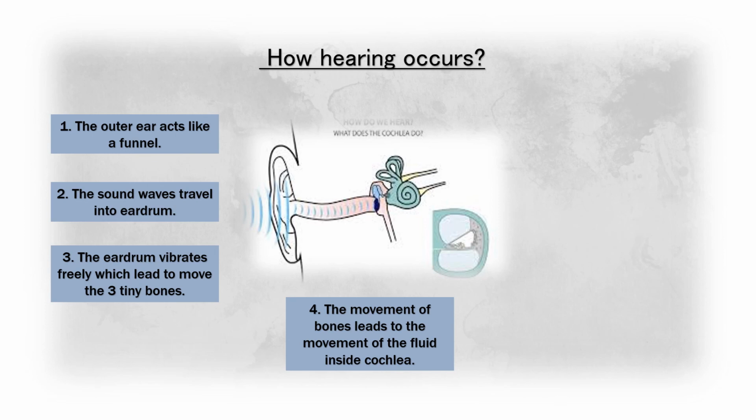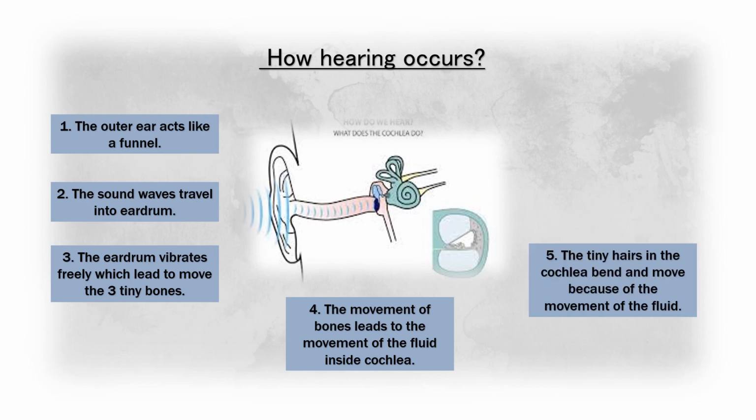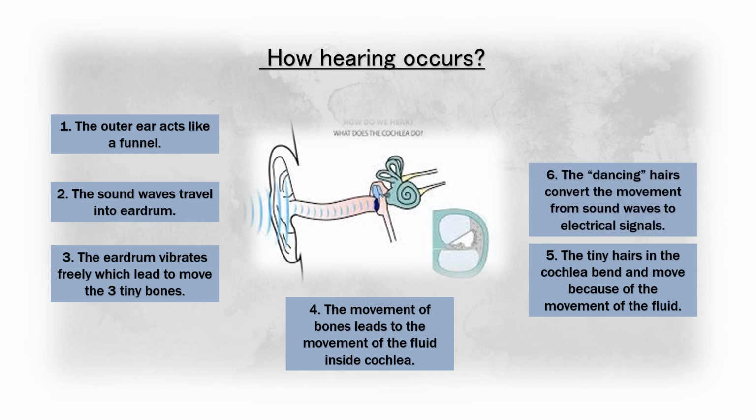The movement from the middle ear leads to pressure waves that make the fluid inside the cochlea move. The movement of fluid in your inner ear makes the tiny hairs in the cochlea bend and move. The dancing hairs in the cochlea convert the movement from sound waves into electrical signals. The electrical signals are sent to the brain through the hearing or the auditory nerves.